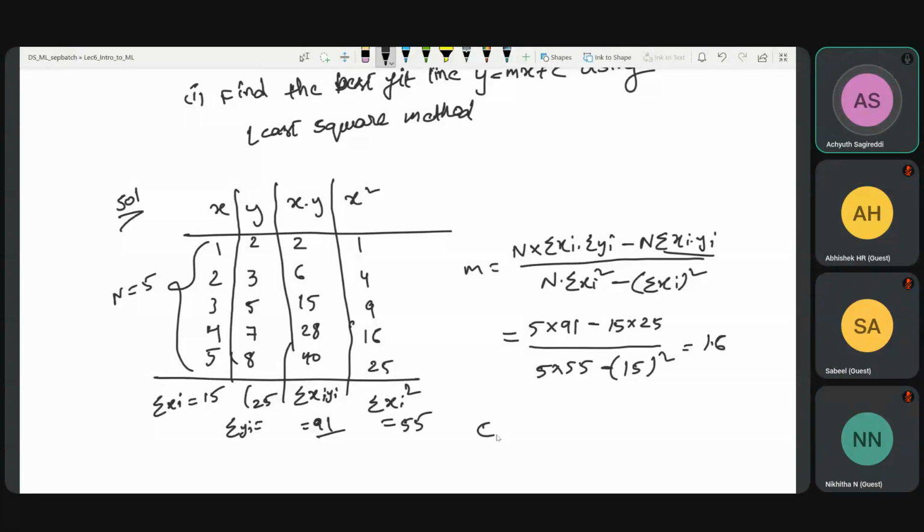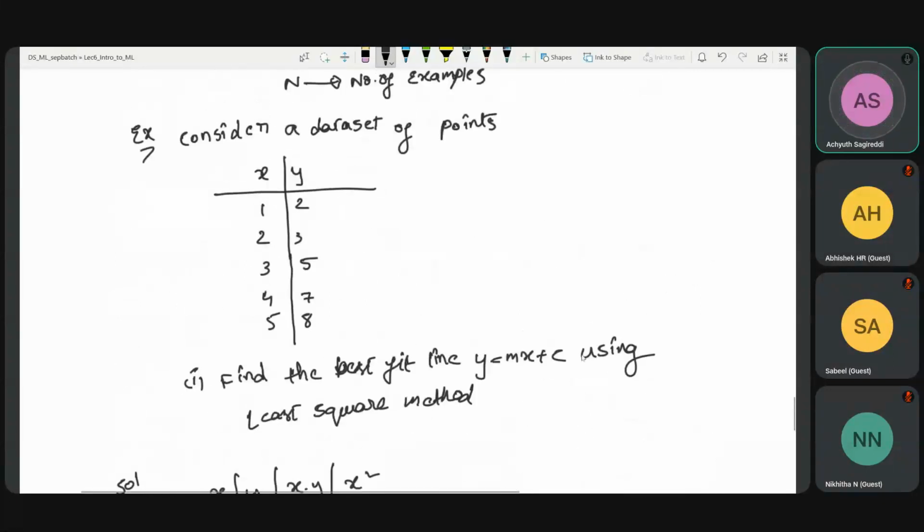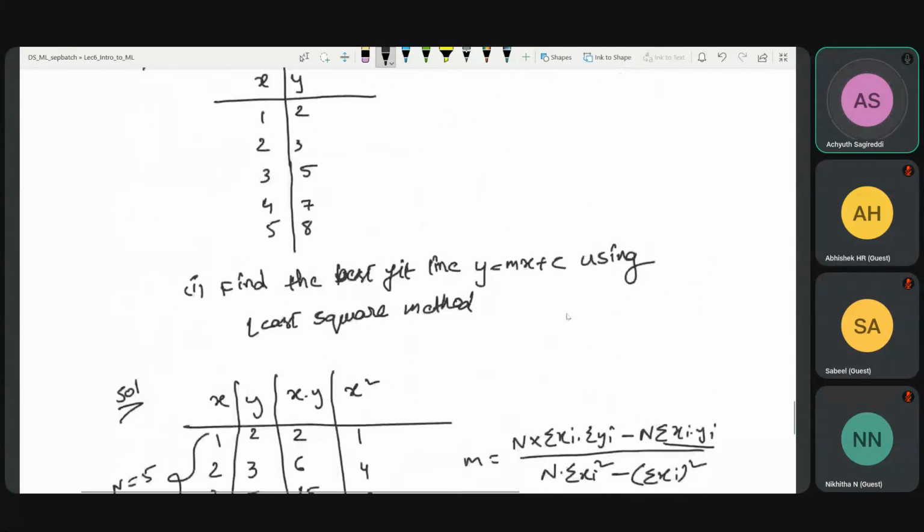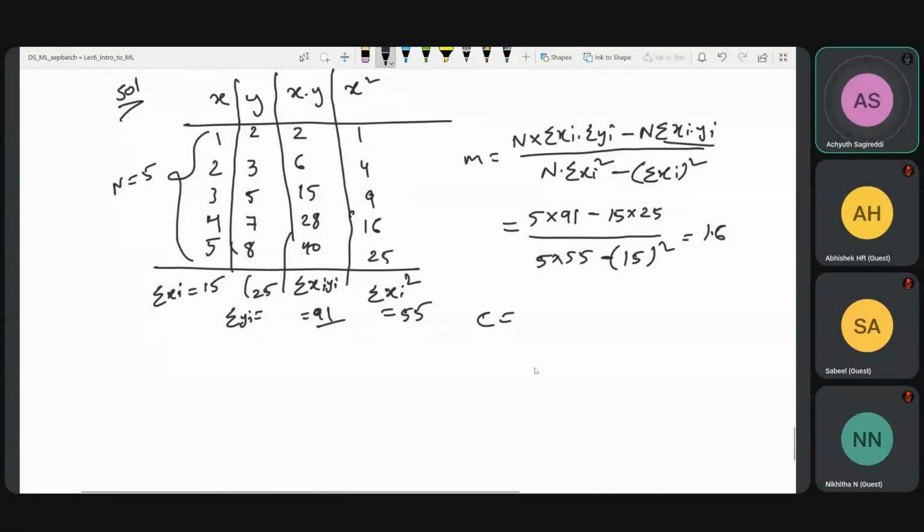Okay, similarly for c, if you substitute all the values, you will get around 0.2. By simplifying that, y equals 1.6x plus 0.2. This is the best fit line for this data.